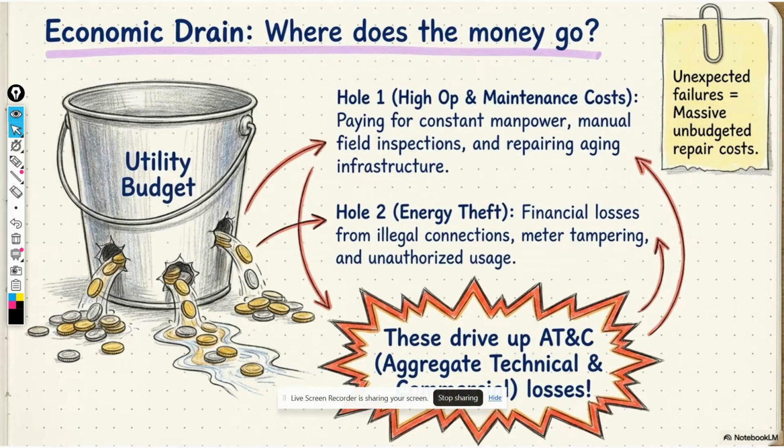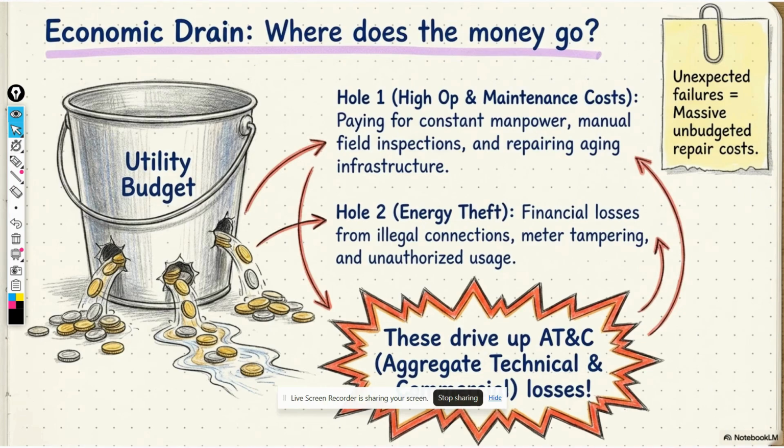The utility cannot simply ignore it. Eventually, these losses affect honest consumers through higher electricity tariff. Electricity theft also increases what we call aggregate technical and commercial losses. These technical losses occur naturally because of resistance in transmission and distribution lines. The commercial losses occur due to electricity theft, incorrect billing, non-payment of bills, or metering errors. So the combination of these two is called aggregate technical and commercial losses.